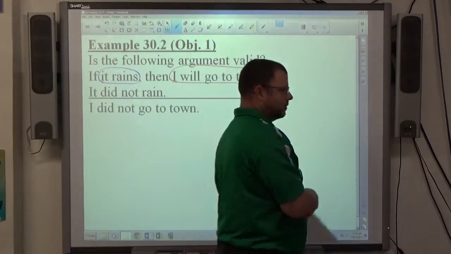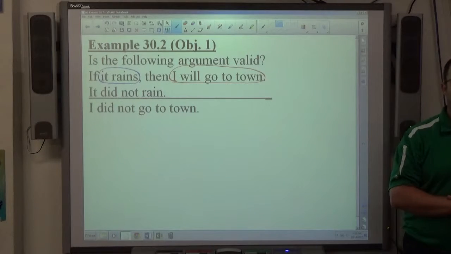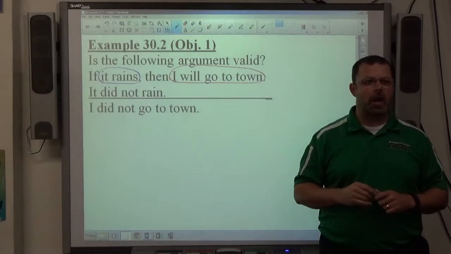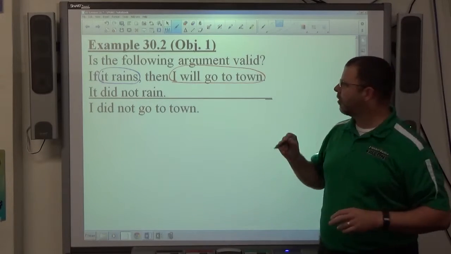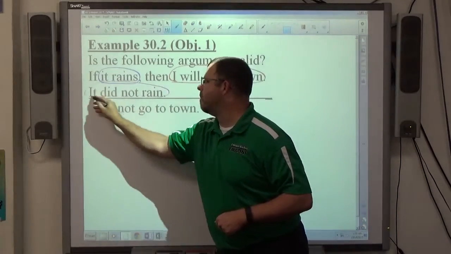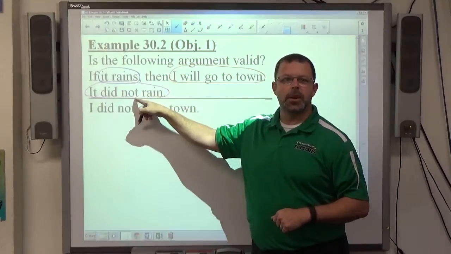If it rains, go to town. All right, so it has to rain for me to be able to conclude anything. Based on that statement, if it rains, there's nothing saying what happens if it doesn't rain, right? So this is what invalid looks like. Notice, it did not rain, which is the opposite of it raining, correct?